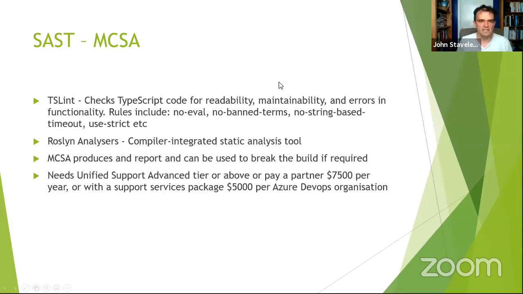So as I say, the MSCA is a suite of packages you can use to better understand your security profile. It contains TSLint, so again, this runs as part of Azure pipelines. You can check for things. It's got all sorts of rules that check for readability, maintainability, and errors in functionality. The security rules like no eval is evil, so you should probably fail a build if you're trying to use eval at any point in your code. It could look for banned terms and then some particular security settings, no string-based timeout, which apparently is very bad. Use strict, probably good sense.